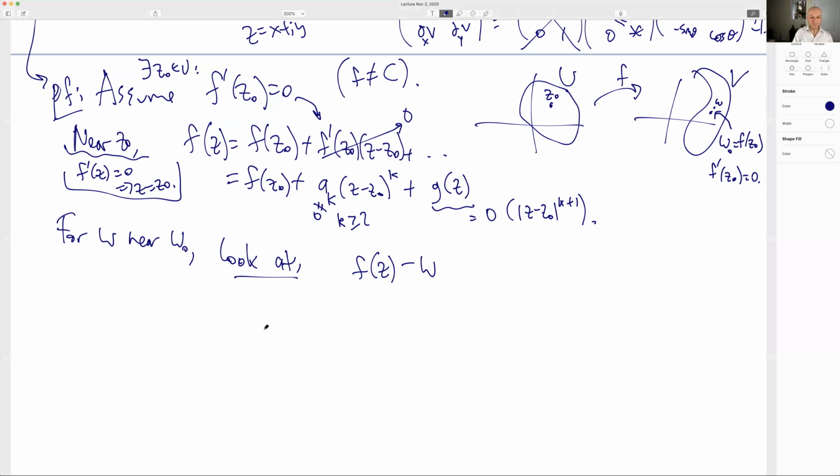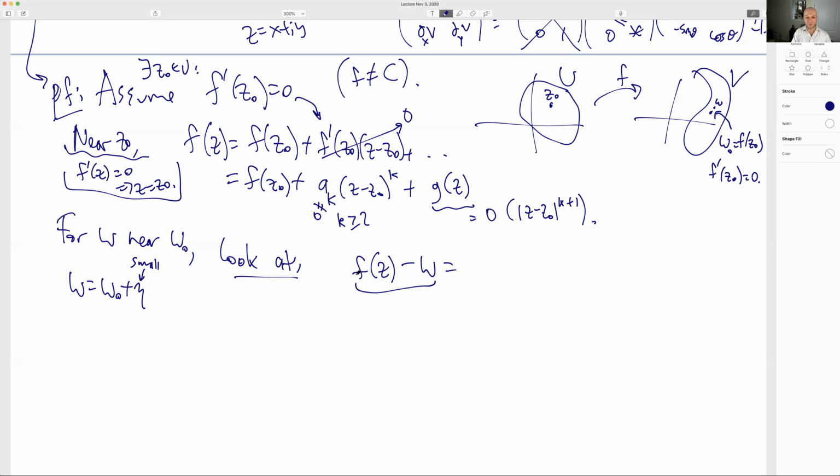Okay. So let's look at this. I want to know, do I hit this point W? Or what's the multiplicity of this point W? So let's think about this as W. I'm going to write W as W0 plus eta, where eta is small.